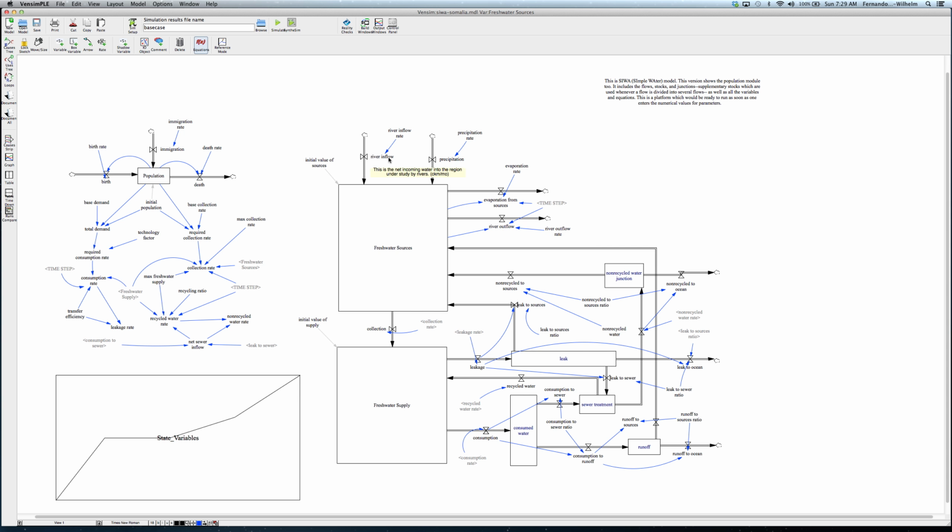The sources are water that's there, but unless there's the infrastructure to collect it and make it available, and this has to do with tanks and pipes and distribution systems and all the water infrastructure, it doesn't really become usable. So the freshwater supply stock is fed by the freshwater sources through collection, and it has an initial value. Let's continue going through the cycle. Once the water is in supply, there are a few things that happen to it. A big part of it is consumed.